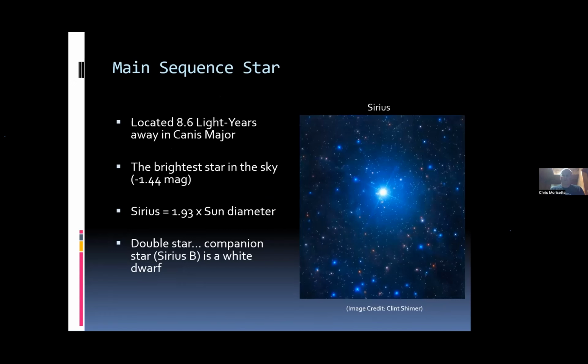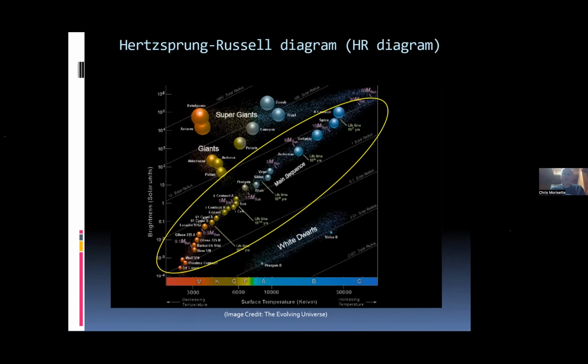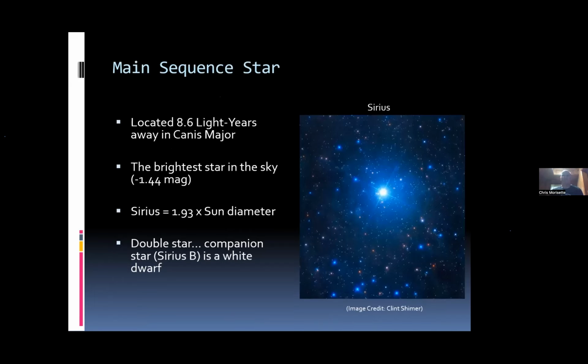Here's a great example of a star on the main sequence. And let me just back up one second. Here is Sirius right here. And here is a lovely image of Sirius. This star is located about 8.6 light years away in Canis Major. So it is a star that's out in the winter sky. And if you're out on a clear night, and obviously not tonight, you just can't miss this thing. It's the brightest star in our sky.